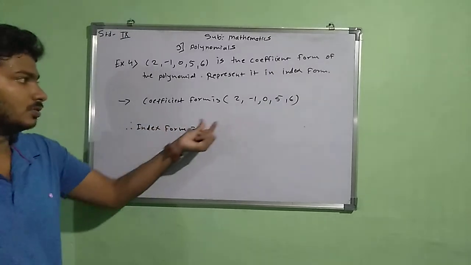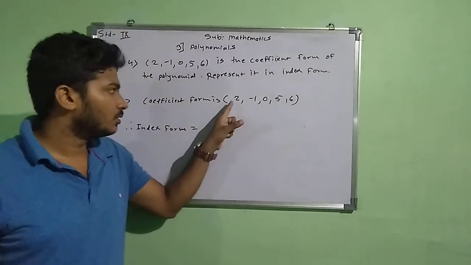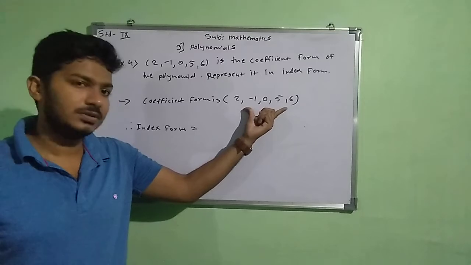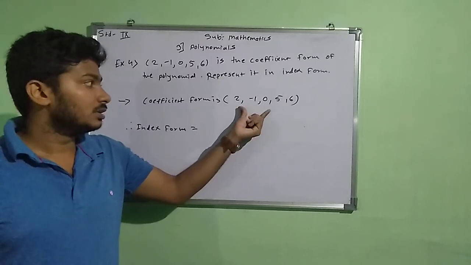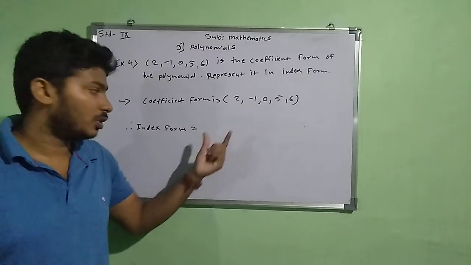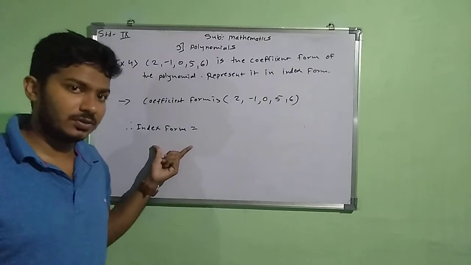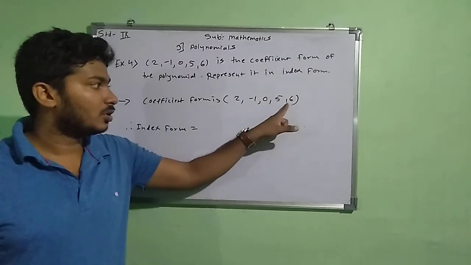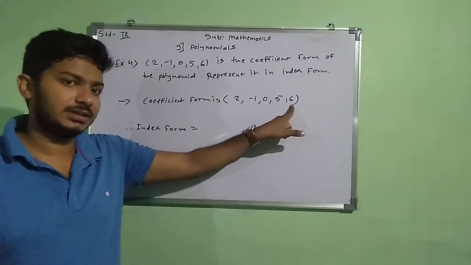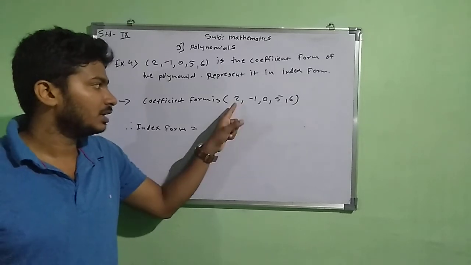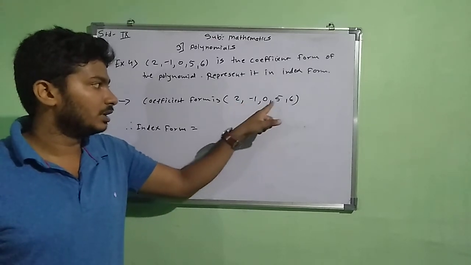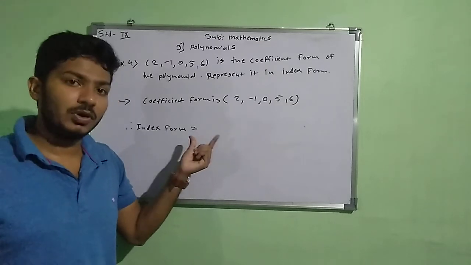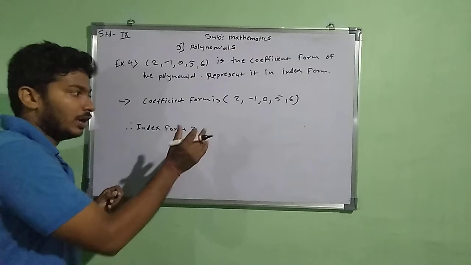Index form is equal to, now we have to count the terms: 1, 2, 3, 4, 5. We have 5 coefficients, that means the degree of the polynomial will be 4, because the last term is always the constant term. So if you have 5 coefficients, the degree of the polynomial will be 4. That means we have terms from degree 4 down.